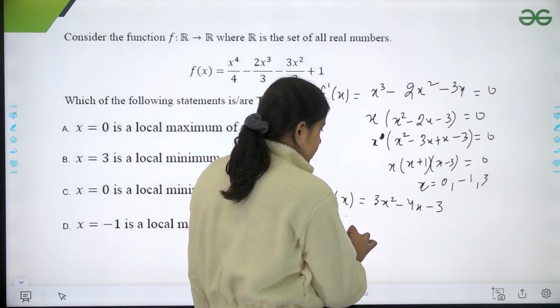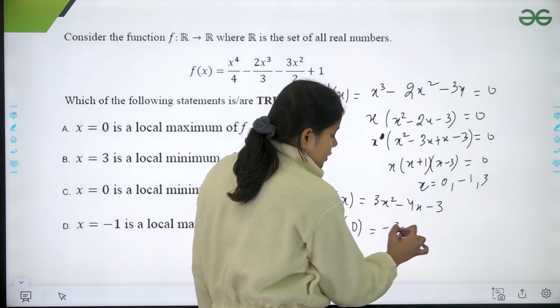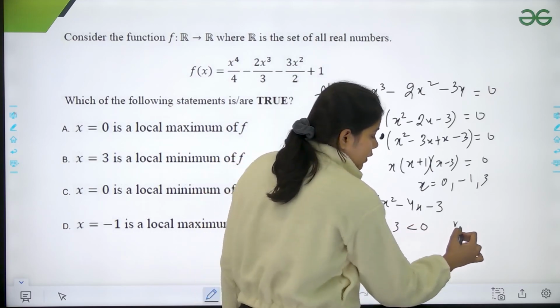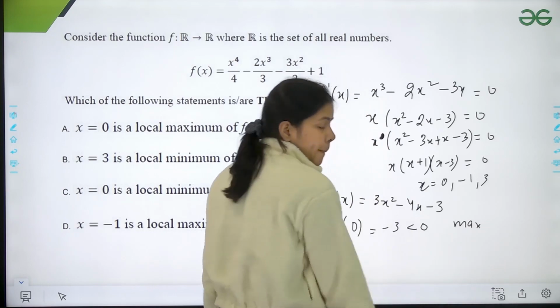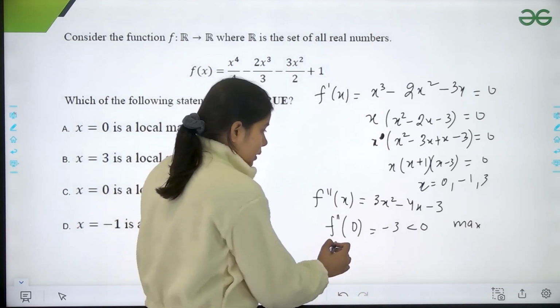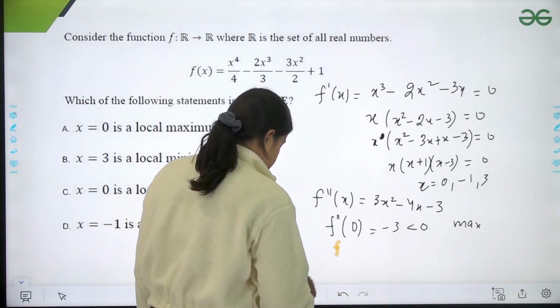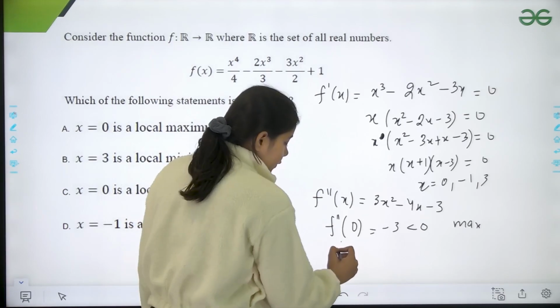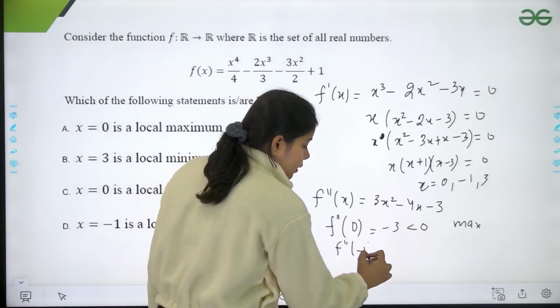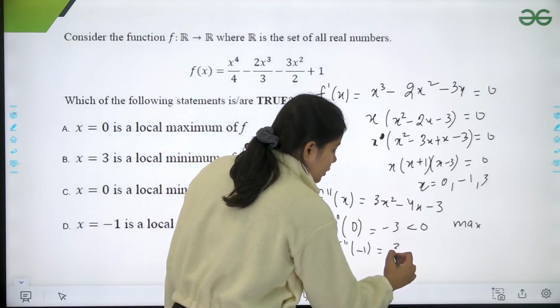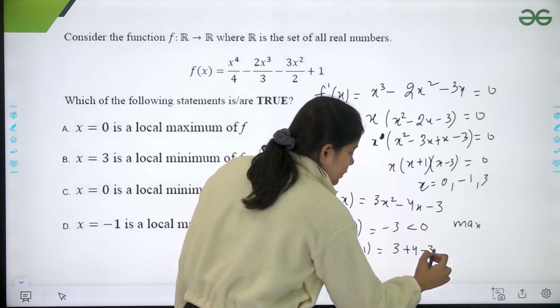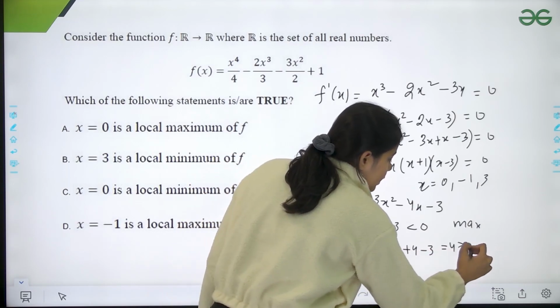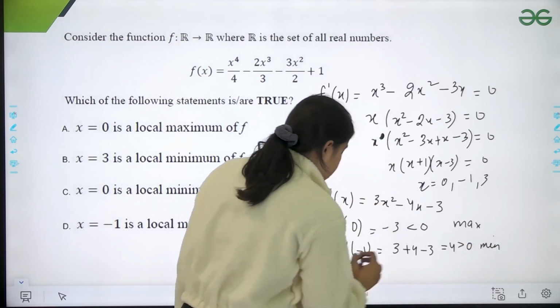So let's check it at 0. If I check it at 0, it is less than 0, so that means we'll have maxima here at x equals 0. Then I'll check f double dash at minus 1. So minus 1 would become 3 plus 4 minus 3. So it would give me 4, that is greater than 0. That means minima, local minima.